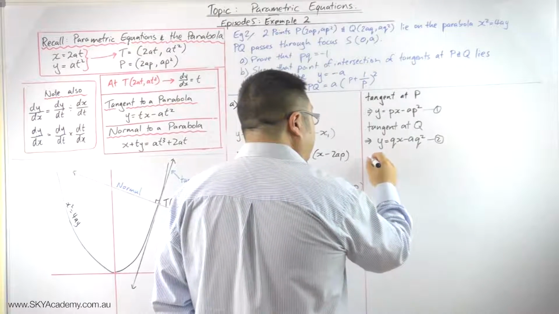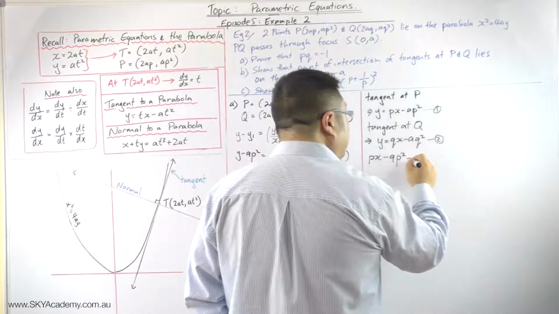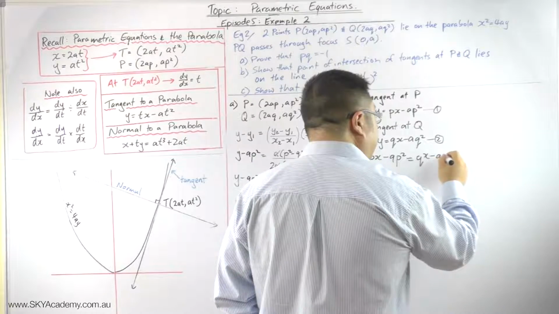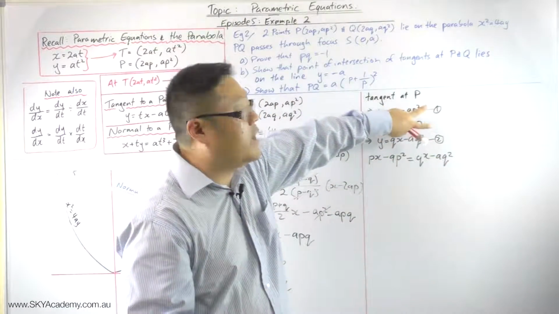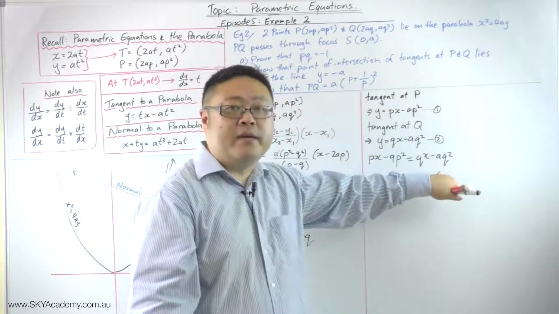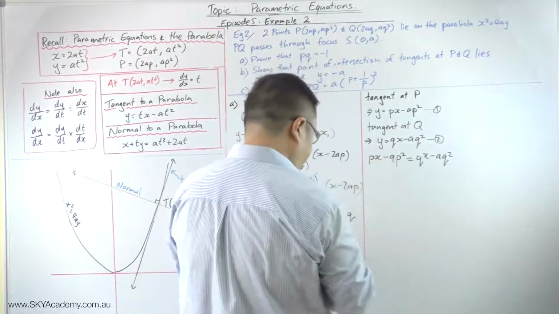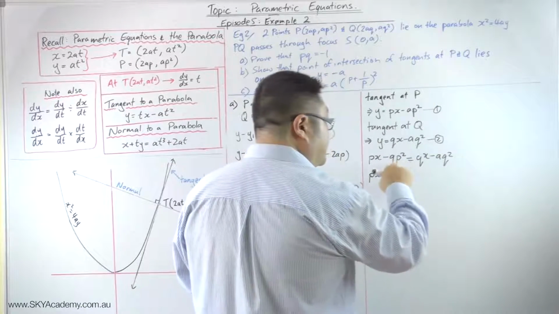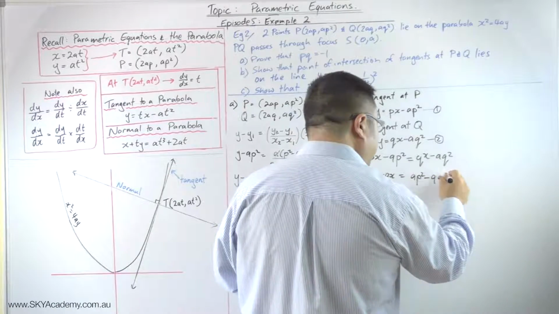So we've got px minus ap squared, which is equal to qx minus aq squared. Basically what we've done is equated equation 1 and equation 2. Now all we need to do from here is solve for x. So let's bring this over to this side, so we're left with px minus qx, and bring this over to this side, so it's ap squared minus aq squared.